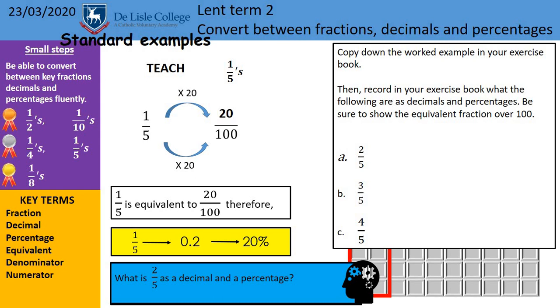Copy down the worked example in your exercise book, then record in your exercise book what the following are as decimals and percentages, and be sure to show the equivalent fraction over 100. Please pause the video whilst you do this.